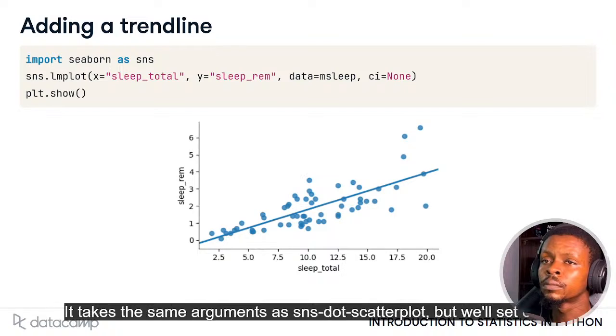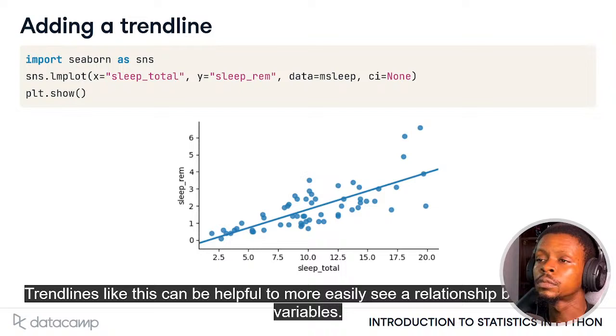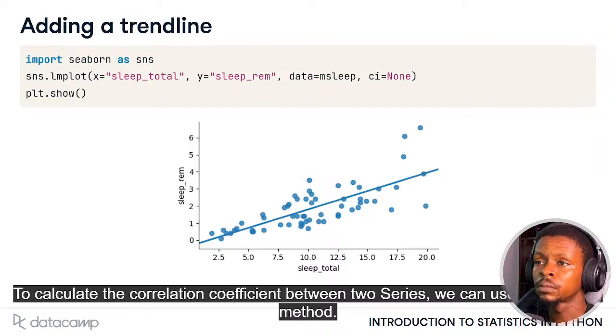We can add a linear trend line to the scatterplot using Seaborn's lmplot function. It takes the same arguments as sns.scatterplot, but will set ci to None, so that there aren't any confidence interval margins around the line. Trend lines like this can be helpful to more easily see a relationship between two variables.